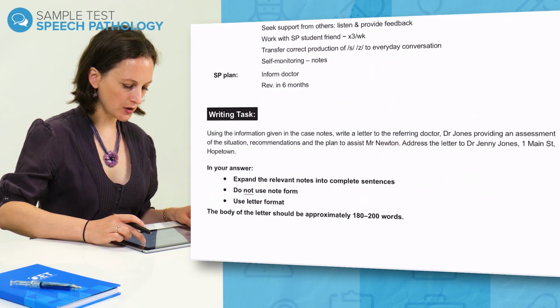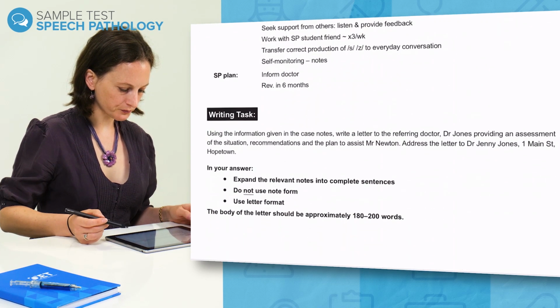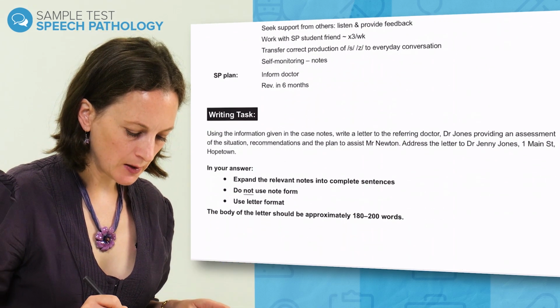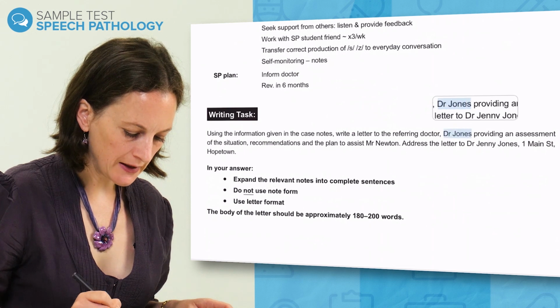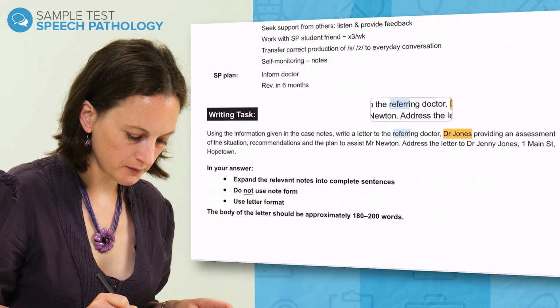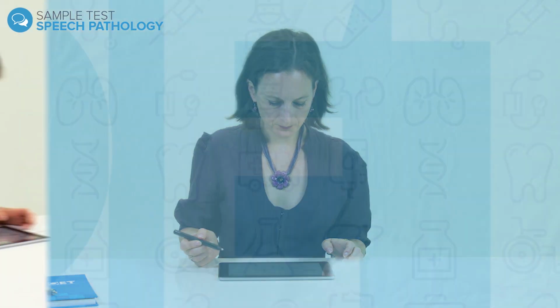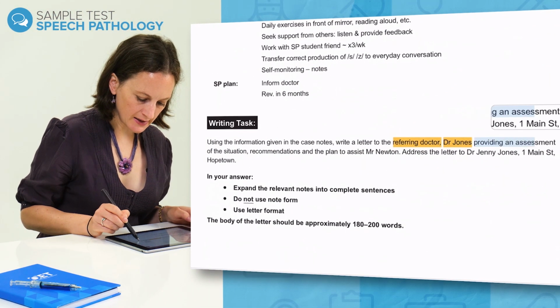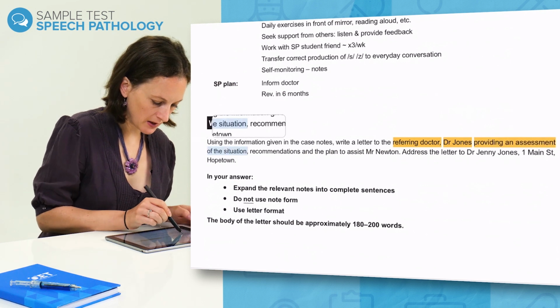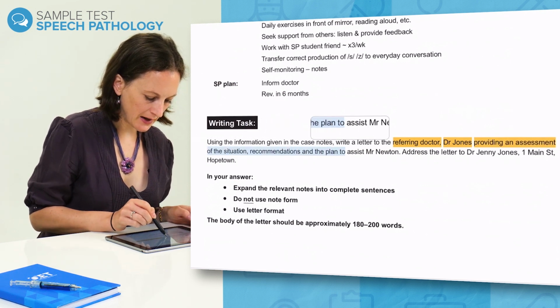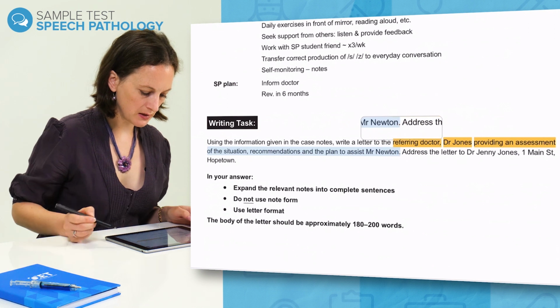Who are you writing to and what is their job role? Here we can see that we are writing to Dr. Jones and that they are the referring doctor. What are you writing to this doctor about? You are writing to provide an assessment of the situation, recommendations and the plan to assist the patient, Mr. Newton.